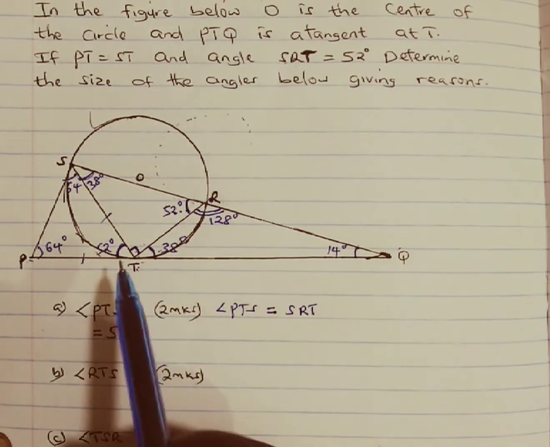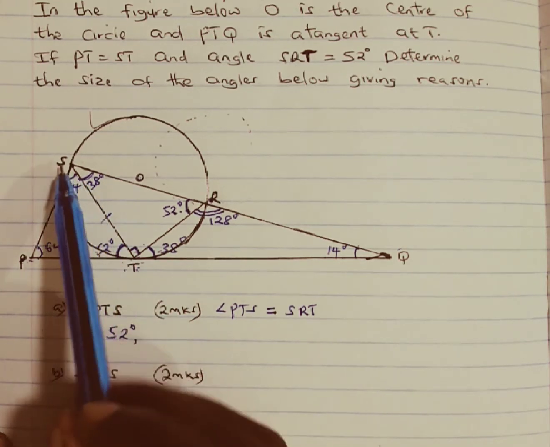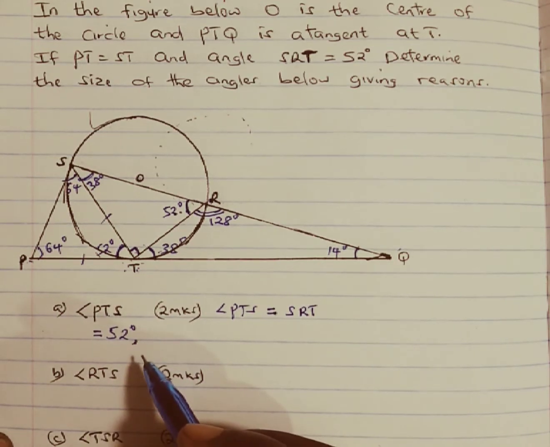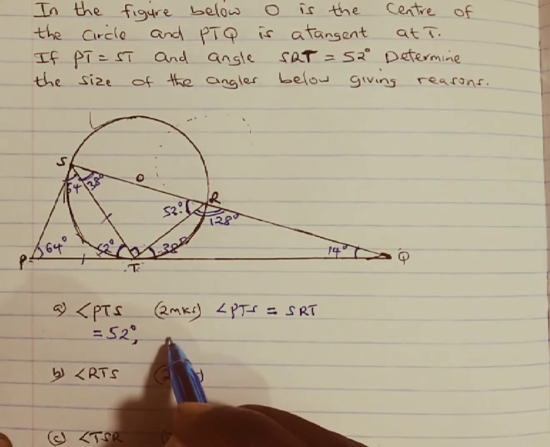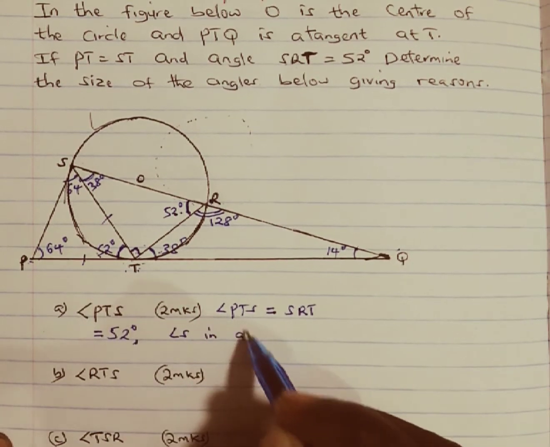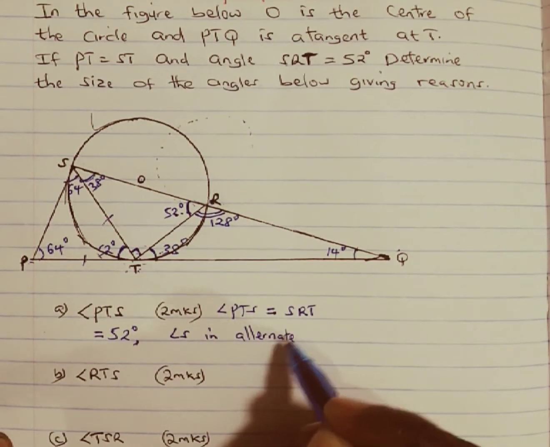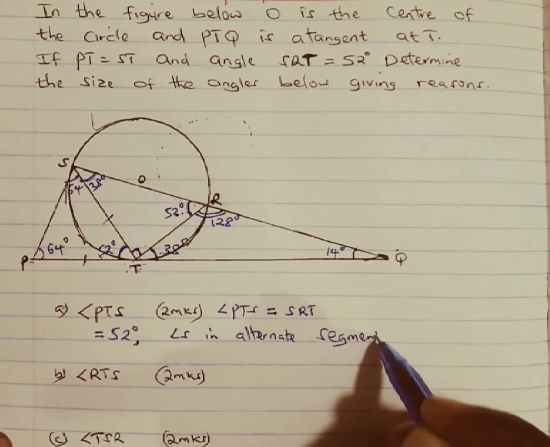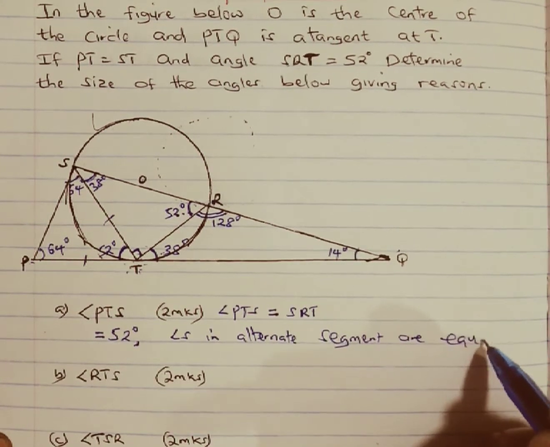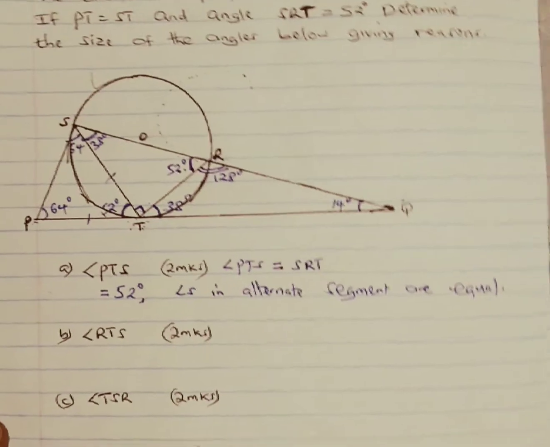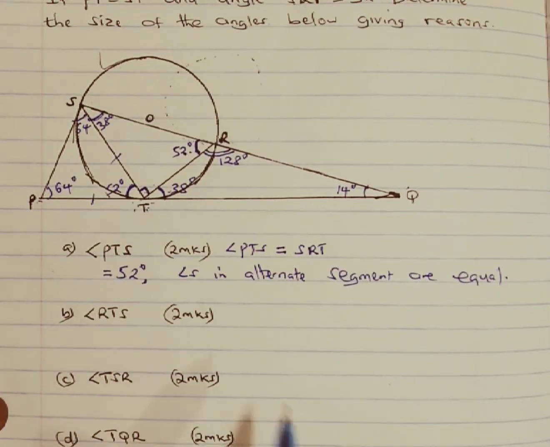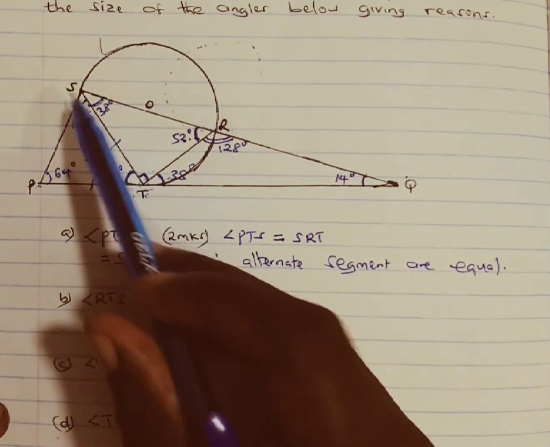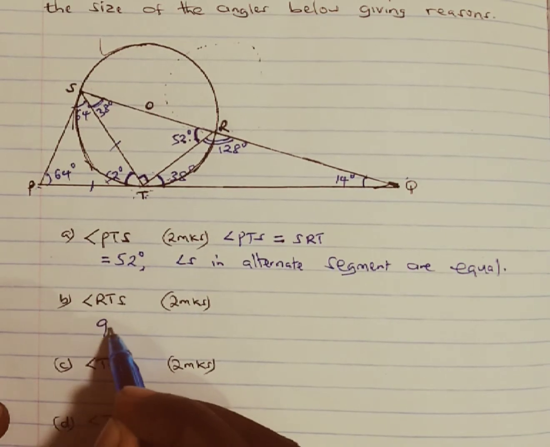The reason is that angle PTS must always be equal to SRT, because these angles are in alternate segments. So we can say angles in the alternate segment are equal. Then the next angle we are supposed to look for is RTS, and of course this one is 90 degrees.